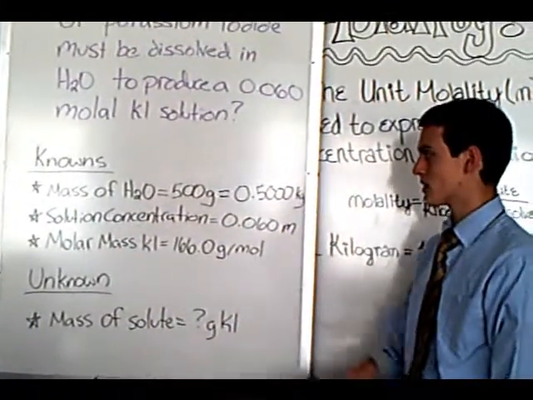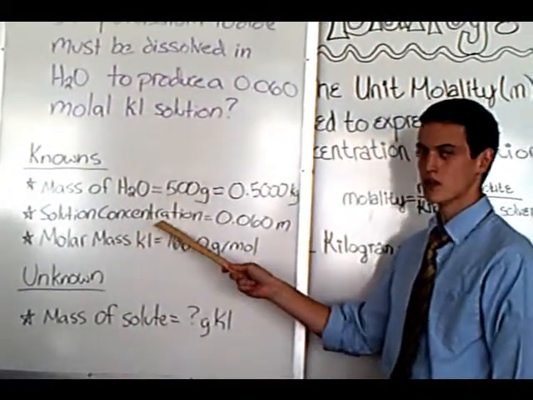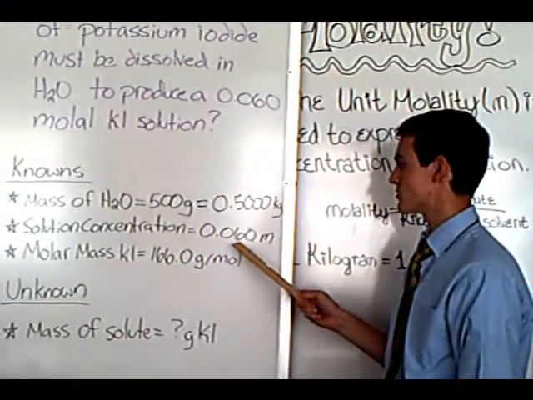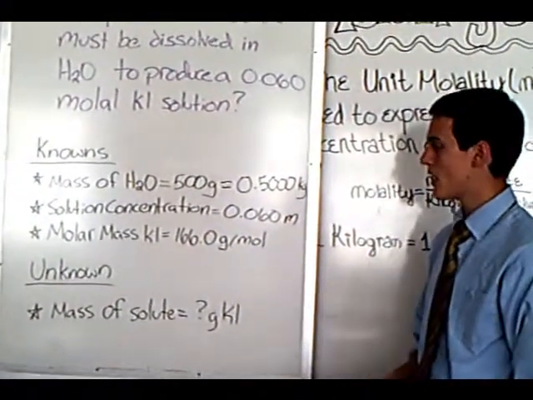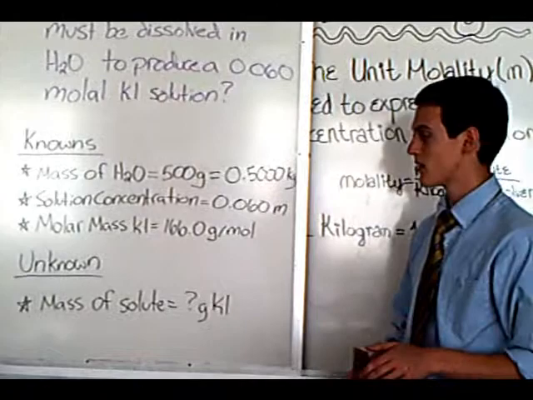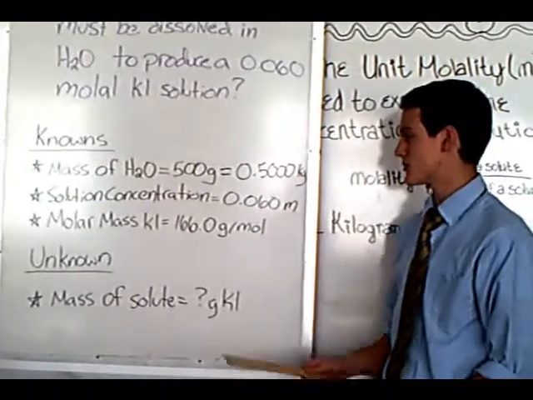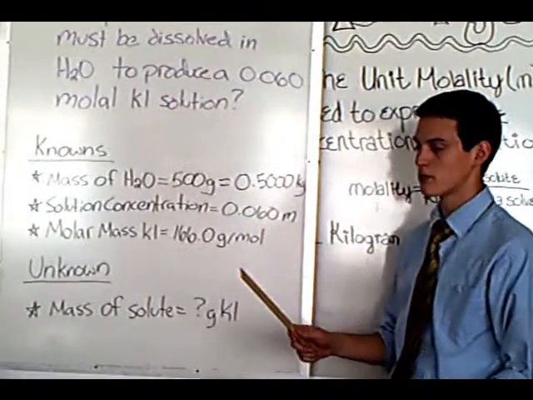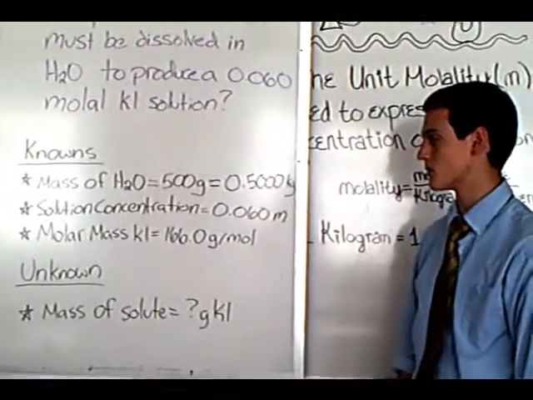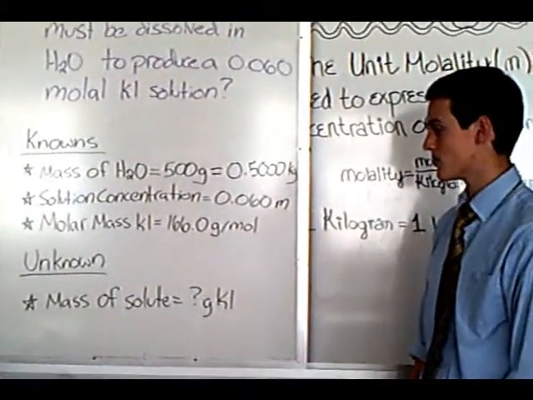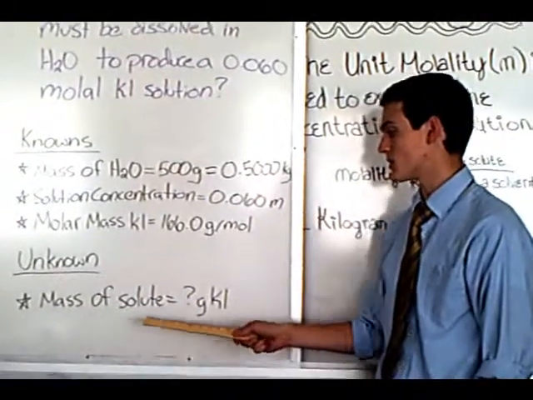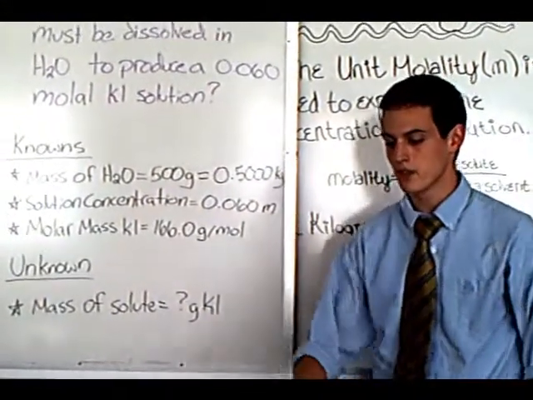Our second known is the solution concentration is equal to 0.06 mol/kg KI. And our third known is the molar mass of potassium iodide is equal to 166 grams per mole, which we concluded from a periodic table. And lastly, our unknown is the mass of solute, which equals how many grams of KI.